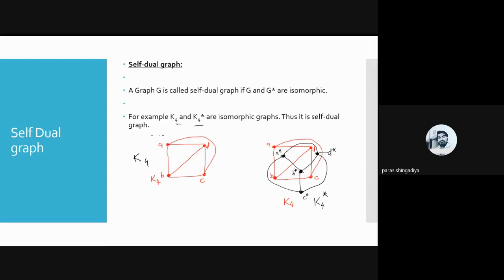So here the degree of A is 3. And it is incident with 3 other vertices B, C and D, which also have degree 3. So find such a vertex in the dual graph which has degree 3 and is also incident with 3 other vertices whose degree is also 3. So here, this vertex I can consider, otherwise there are 4 possibilities I have, which have degree 3, and it is also connected with the 3 other vertices, which also have degree 3.